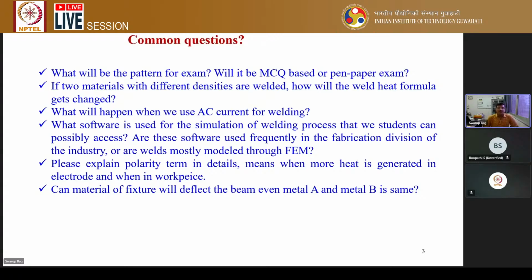Then, what will happen when we use AC current for the welding process? That we'll also discuss, but I think we have more on this in the PPT. So some topics we'll be discussing.